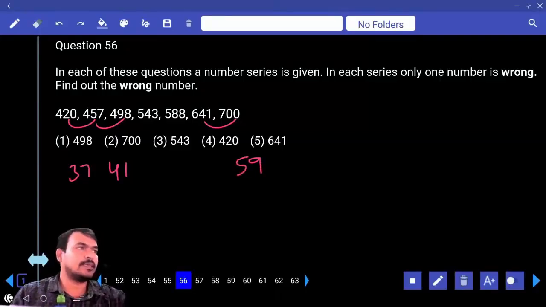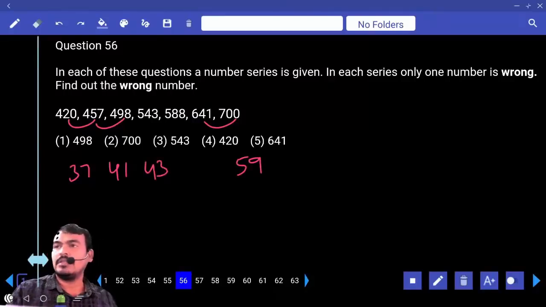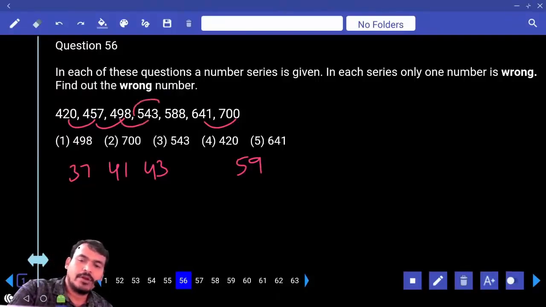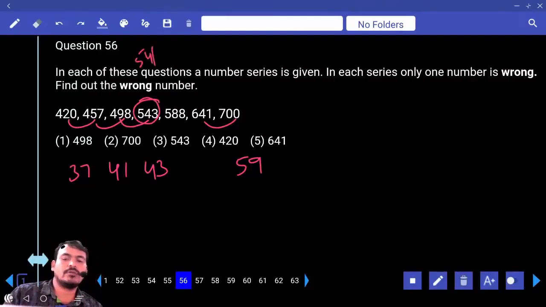59. 37, 41. What is the next prime number? 43. 498 plus 43, how much? 498 plus 43 is 541, but here 543. Which one is the wrong number? 543.